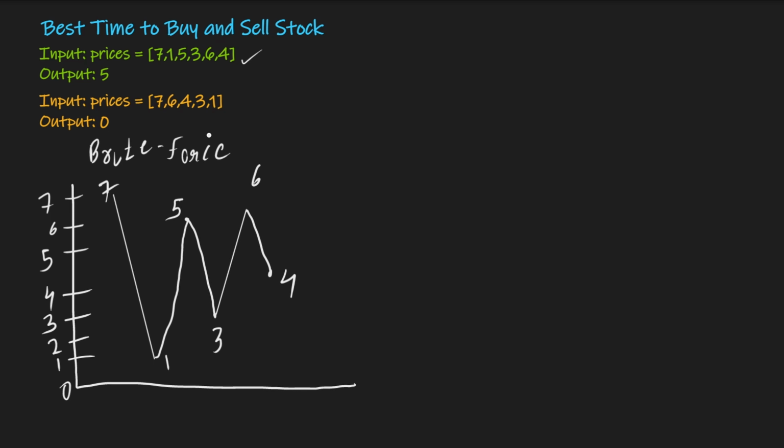So the brute force approach says that check all the prices of every pair that you can form in this array. So basically 7 1 it's a loss, 7 5 it is a loss, 7 3 it is a loss, 7 6 it is a loss, 7 4 it is a loss. So there is no profit. So you can say the profit is actually 0 till now.